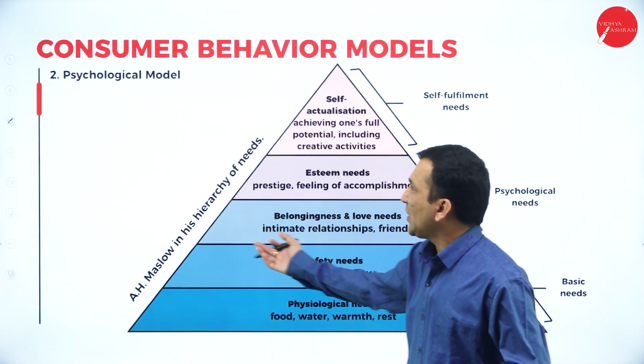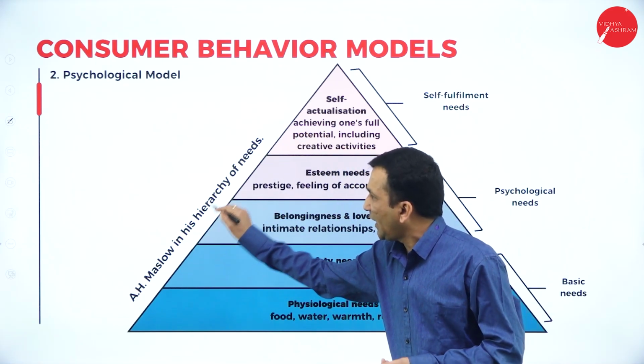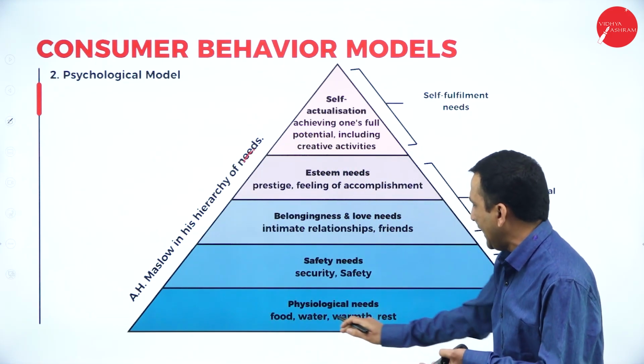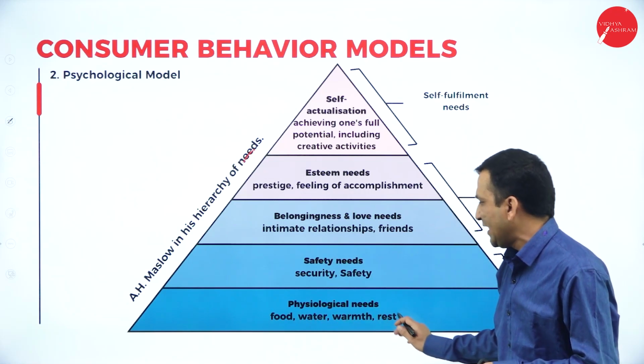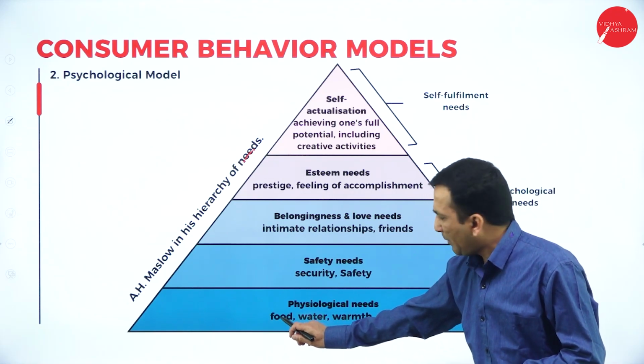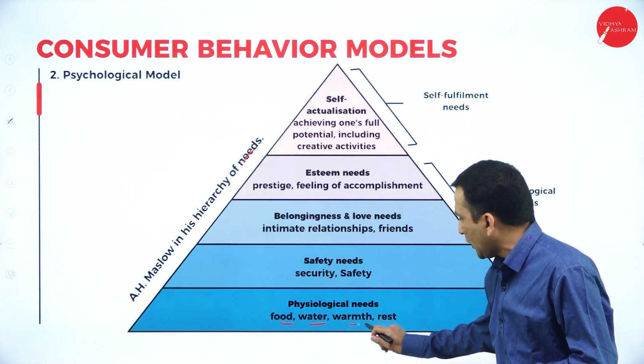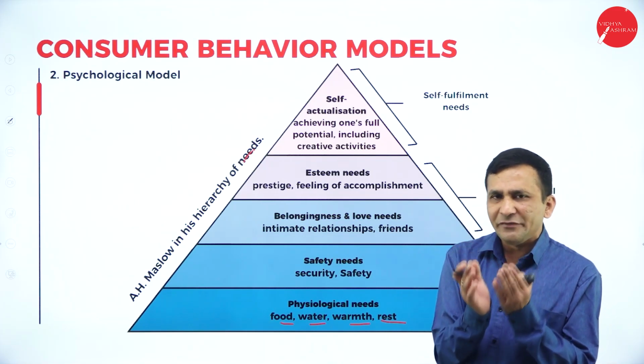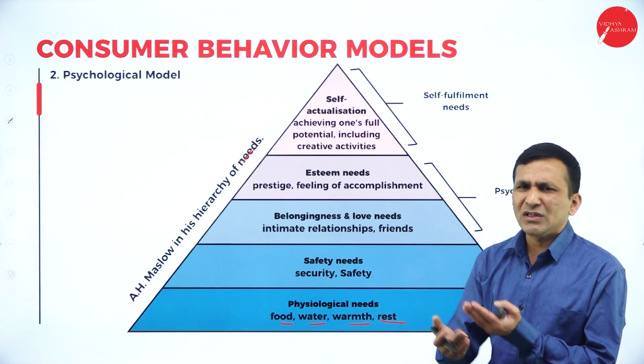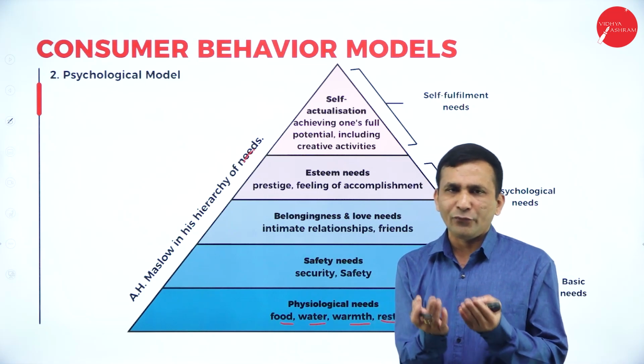So here is the psychology model, Maslow's hierarchy of needs. First are the basic needs, which are physiological needs. Food is compulsory, the basic requirement, along with water, warmth, rest and shelter. So there are many basic requirements to be fulfilled.